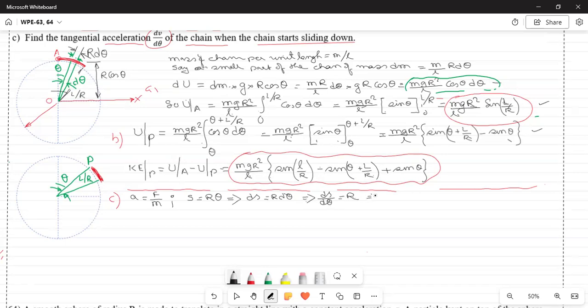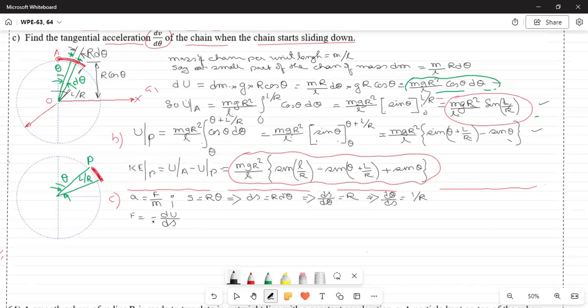Or from here we can write d theta ds is equal to 1 upon r. We shall need these functions later. Now coming to the basic thing, what is the relation between force and change in potential energy? This you remember from your earlier chapter. Force is equal to negative of differential of potential energy with respect to displacement.